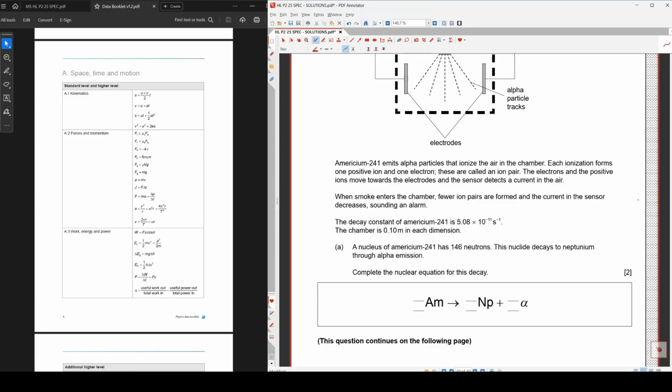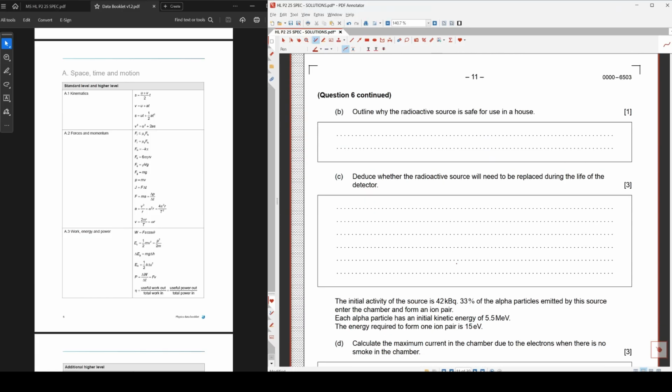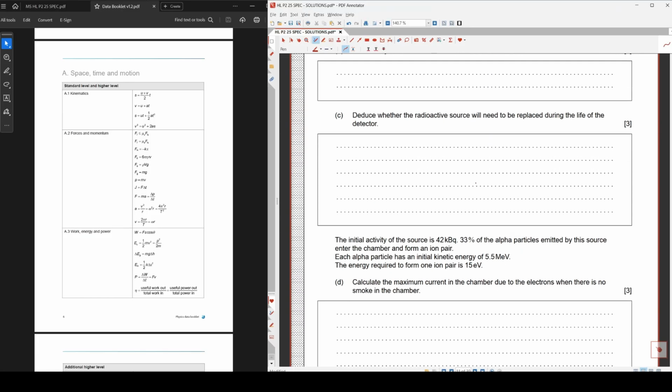Ooh, but here, this looks good. I know what an alpha particle is. I know how to balance a nuclear reaction. This is doable, so we'll try that.